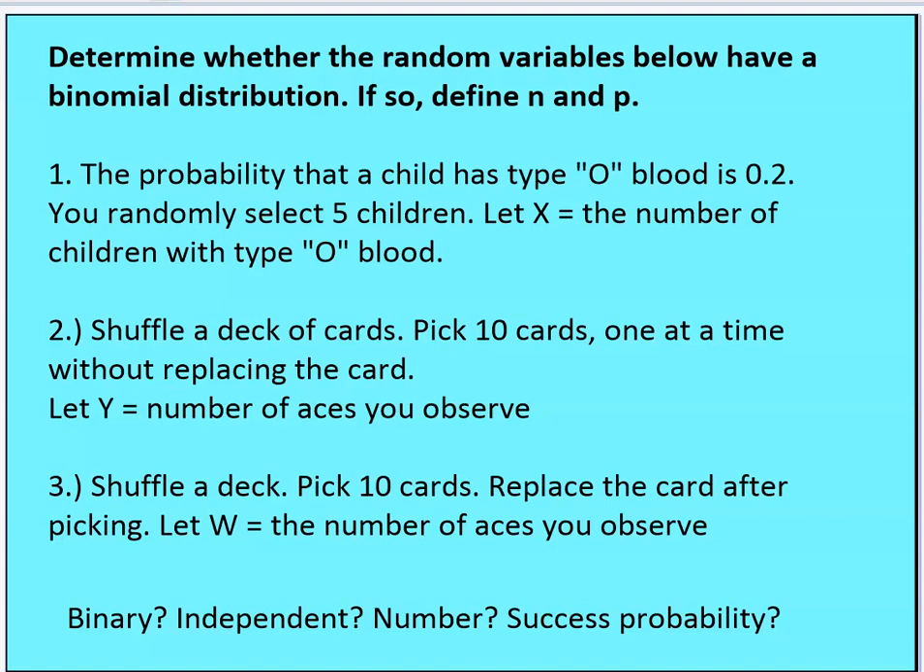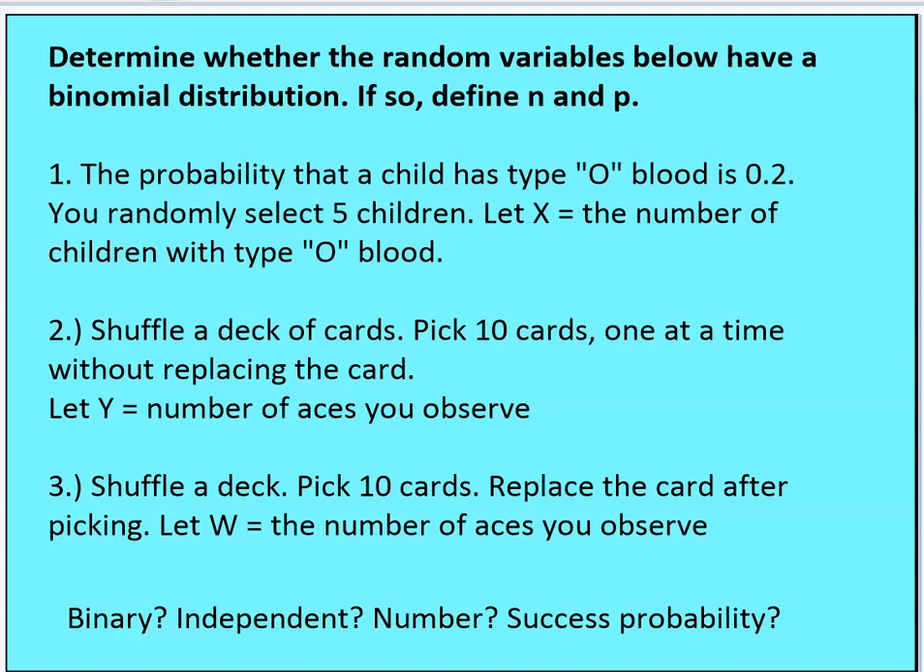Determine whether the random variables below have a binomial distribution. If so, define N and P. Number 1: the probability that a child has type O blood is 0.2. You randomly select 5 children. Let X equal the number of children with type O blood.